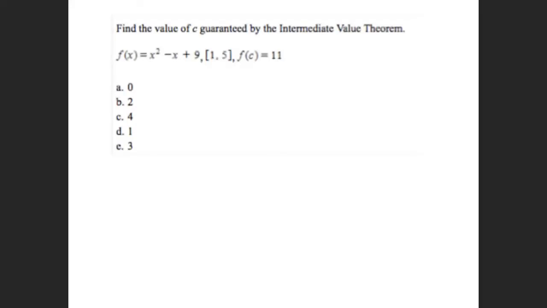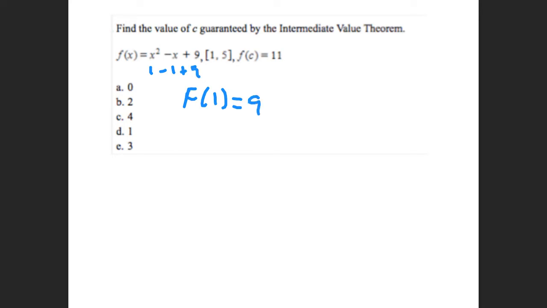What type of problems would they have you do? This is a type of problem that they would ask you to do. It says find the value of C guaranteed by the intermediate value theorem. So in this problem, I have an interval of 1, 5. So I'm going to just plug in f of 1. So f of 1 is equal to, if I plug 1 in here, 1 squared is 1 minus 1 plus 9. That's equal to 9.